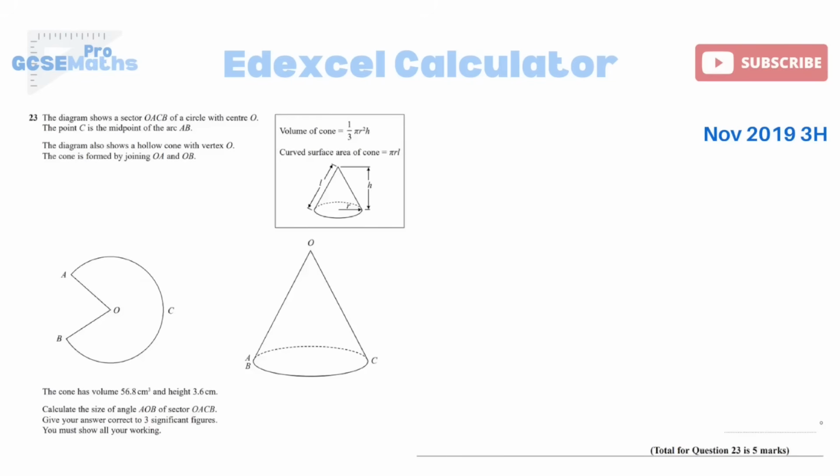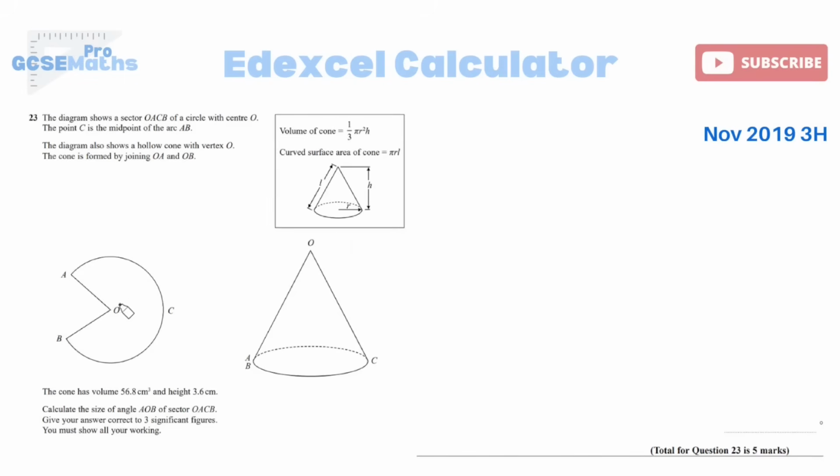Question 23. The diagram shows a sector OACB of a circle with centre O. The point C is the midpoint of the arc AB. The diagram also shows a hollow cone with vertex O. So that's the same O, right? I know it doesn't look like it's to scale, but that's the same O that they're referring to. Over here is now at the top of the cone, and the cone is formed by joining OA and OB.